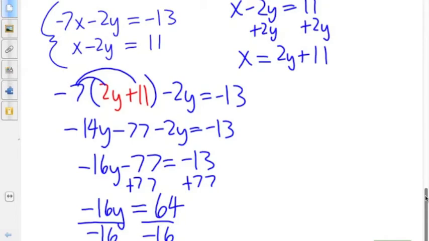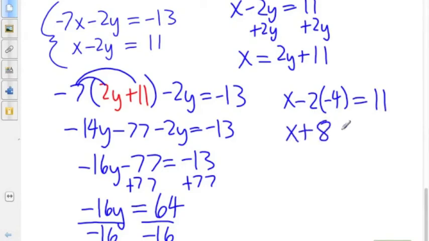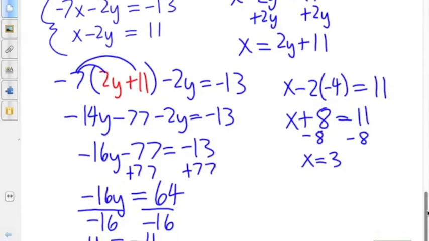So plugging negative 4 into the second equation, we have x minus 2 times negative 4 equals 11. Negative 2 times negative 4 is going to give me x plus 8 equals 11. Then I subtract 8, and x equals 3. So the solution to this system of equations is (3, negative 4). This is the point where those two lines intersect.